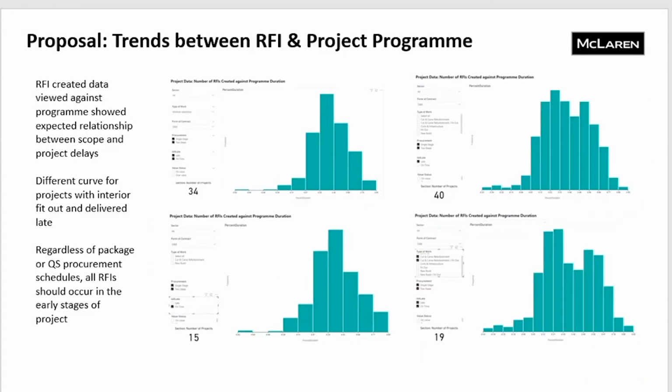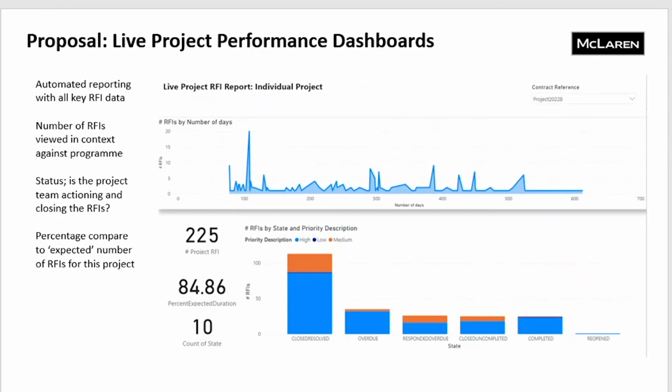We then started to look at when the RFIs occur on a project, plotting the creation date against the project duration, and this proved what we expected. Projects, depending on their scope, have a different outline, and then when we compared performance data, projects that were late had more RFIs than projects that finished on time or early.